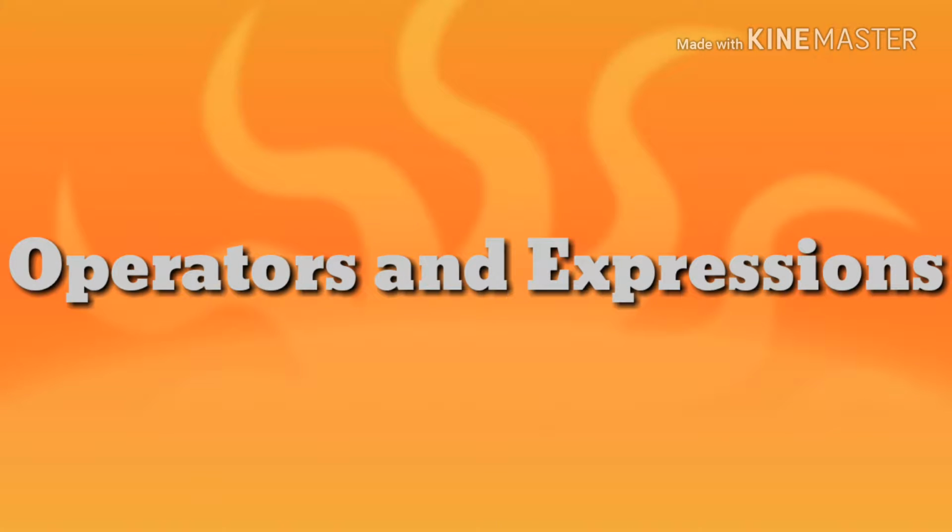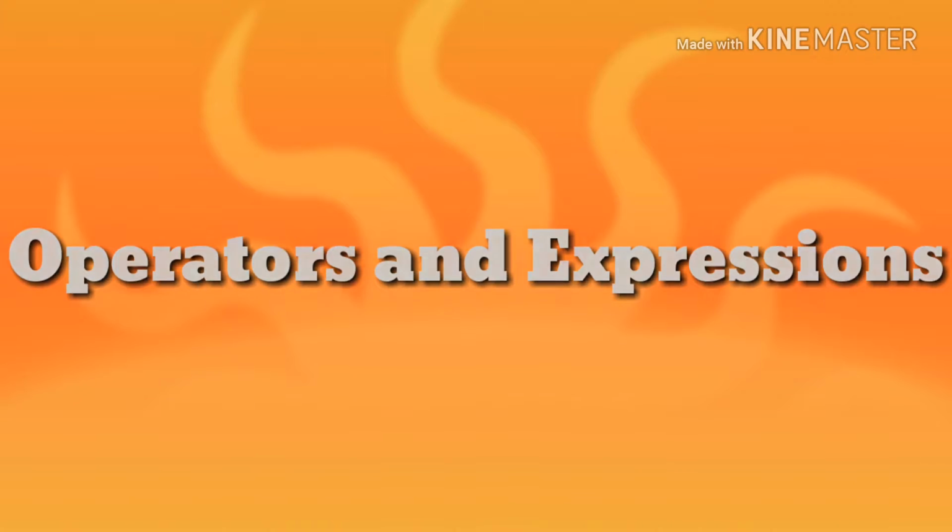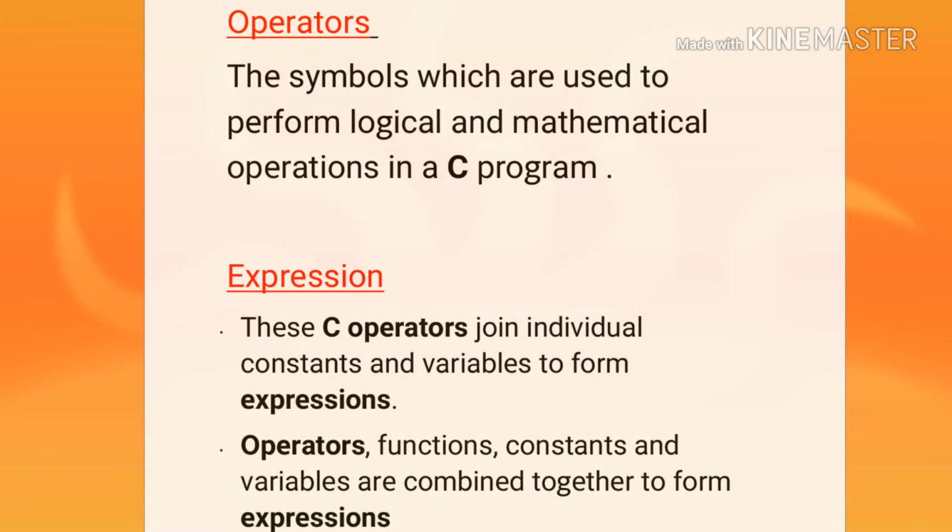Hi guys, in this video we will learn about operators and expressions in C. Now let's see what operators and expressions are. Operators are the symbols which are used to perform logical and mathematical operations in a C program, and expressions are formed when the operators are joined together with constants and variables.